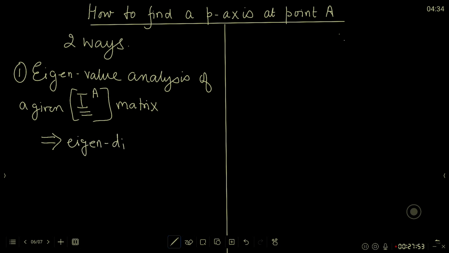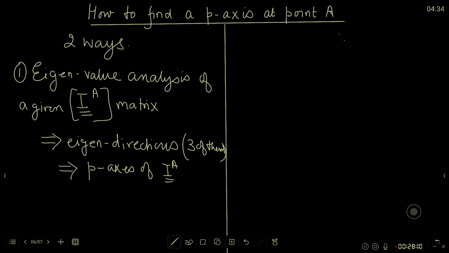That gives us three eigen directions. And guess what? Those three eigen directions are nothing but the principal axes of I_A. Those three directions will be principal axes. It will always work. It will work for all RBs at all points. So this is the first way.